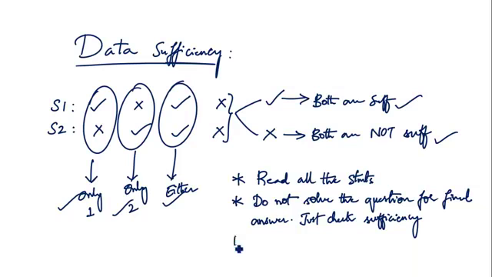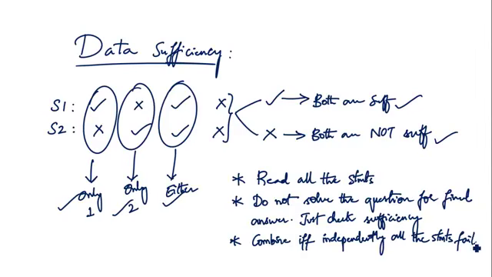And rule number 3, combine the data if and only if independently the statements fail. Is the spelling of independently correct here? Yeah, looks correct. Independently, all the statements fail.